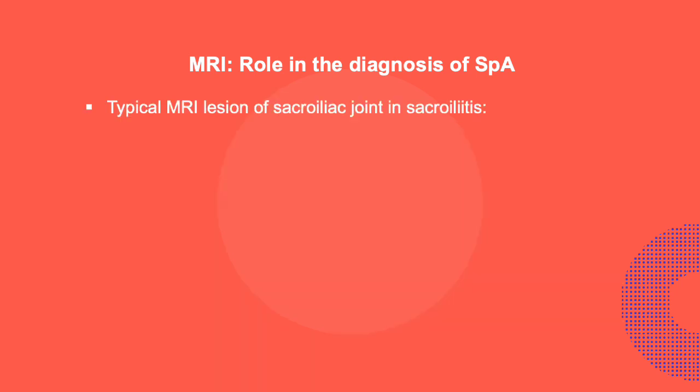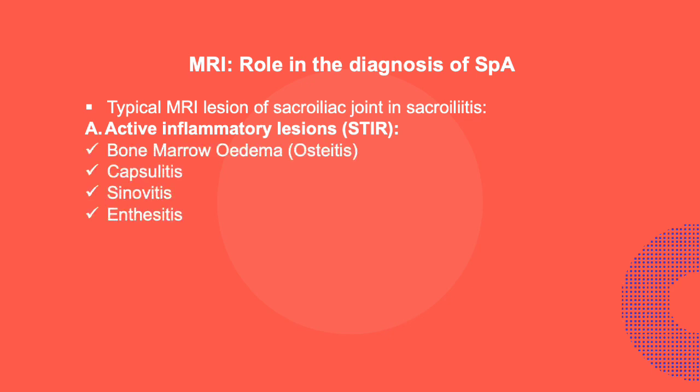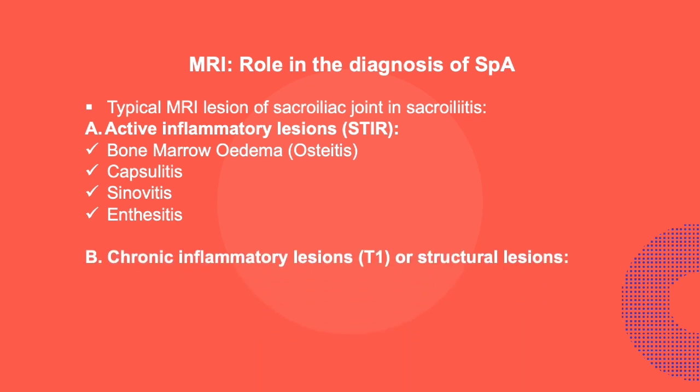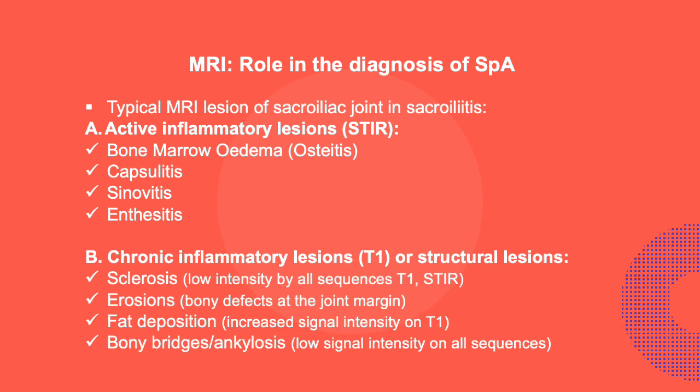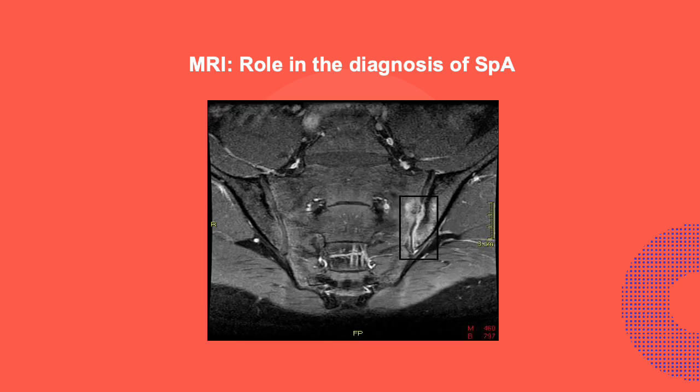Typical MRI lesion of sacroiliac joint in sacroiliitis may be acute lesion or chronic lesion. Acute lesion includes bone marrow edema, capsulitis, synovitis, enthesitis, while chronic inflammatory lesion include sclerosis, erosions, fat deposition, and bony bridges and ankylosis. This is STIR sequence showing unilateral sacroiliitis.